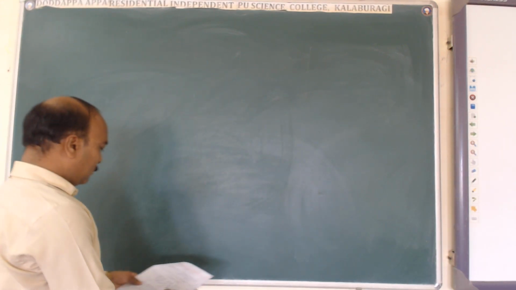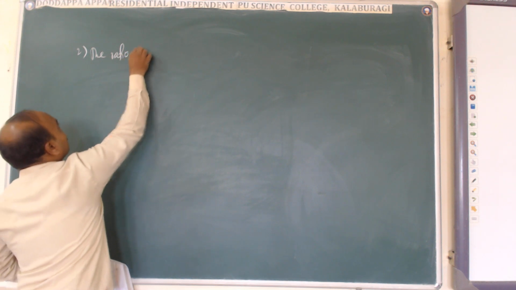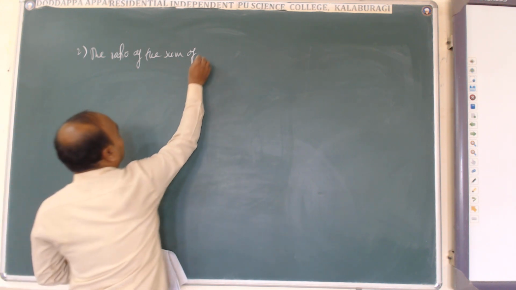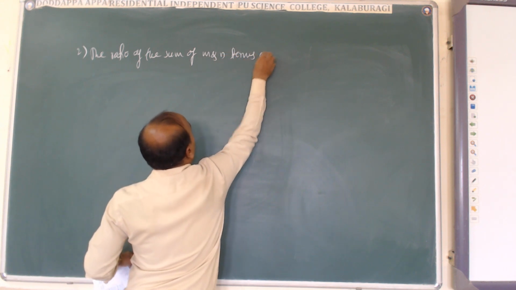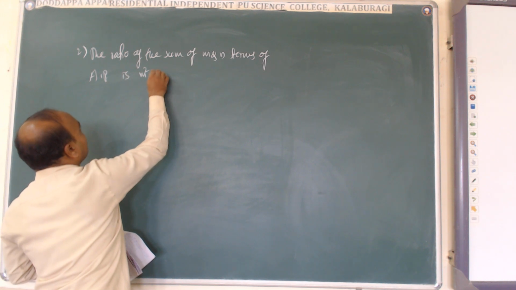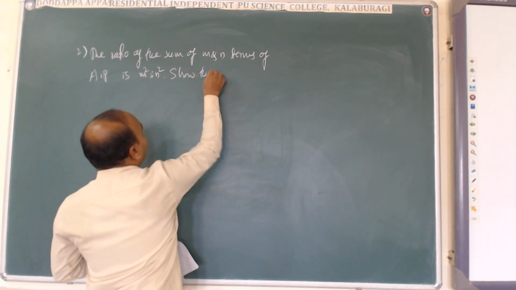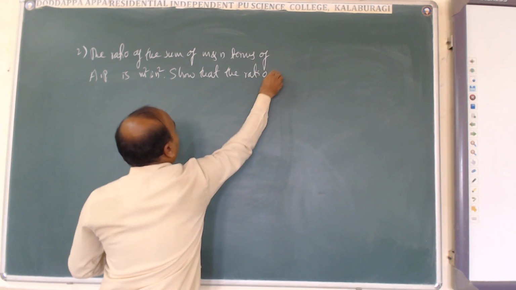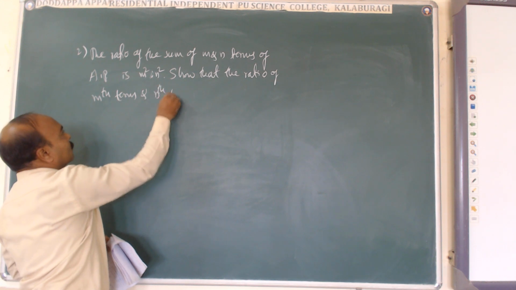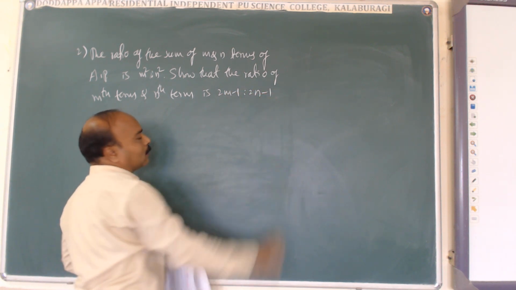Next example. The ratio of the sum of m and n terms of an AP is m square is to n square, so that the ratio of mth term and nth term is 2m minus 1 is to 2n minus 1. This is the question.